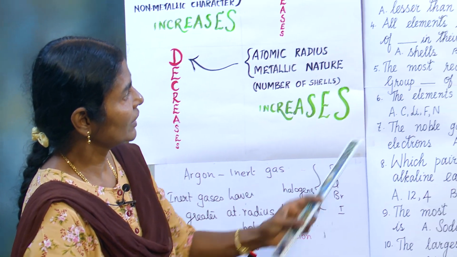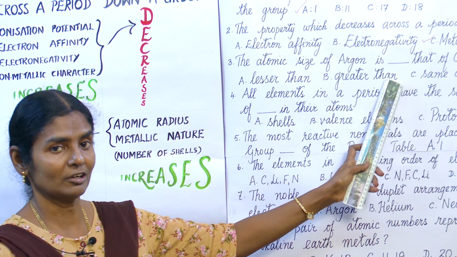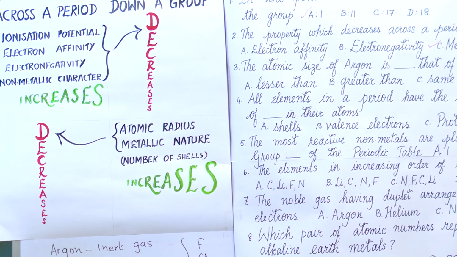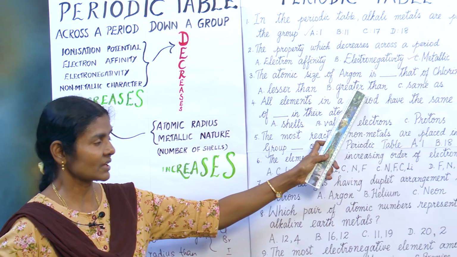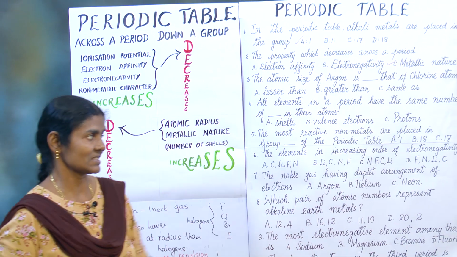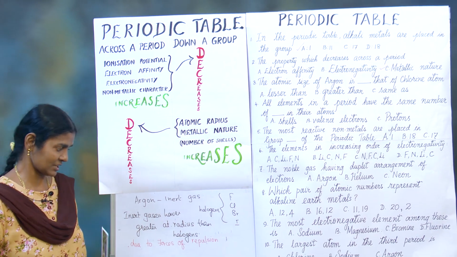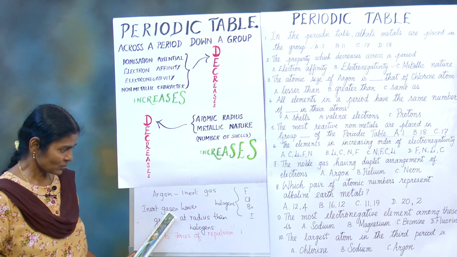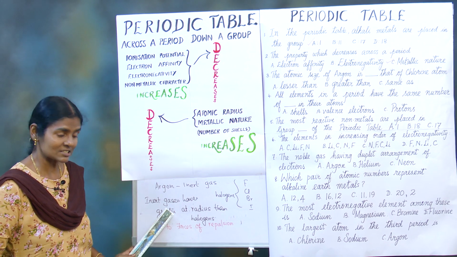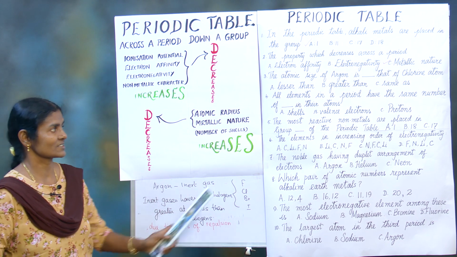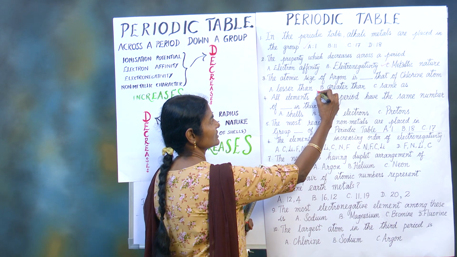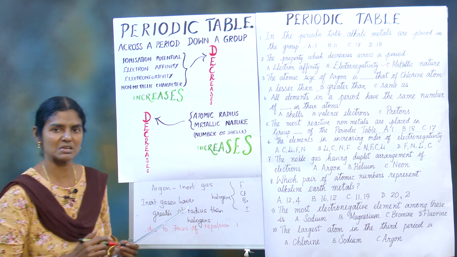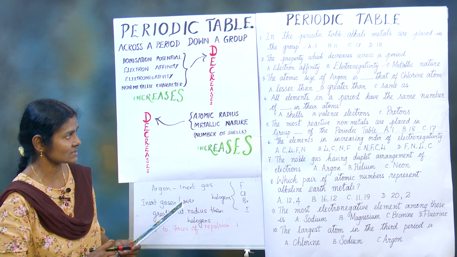Okay. Now, go back. How to mark that? Now tell me, atomic size of argon. Argon is an inert gas. Is it lesser than, greater than, or is it the same as that of chlorine atom? What does it say? Inert gases have greater atomic radius. Therefore, here the size would be greater. So, the answer B is the correct answer.